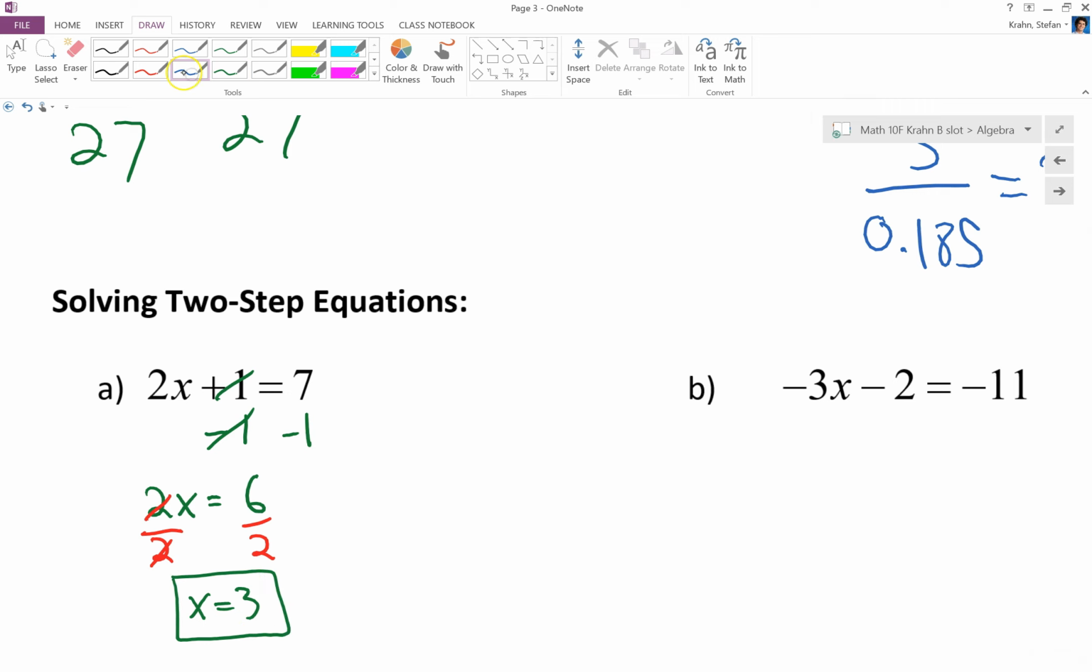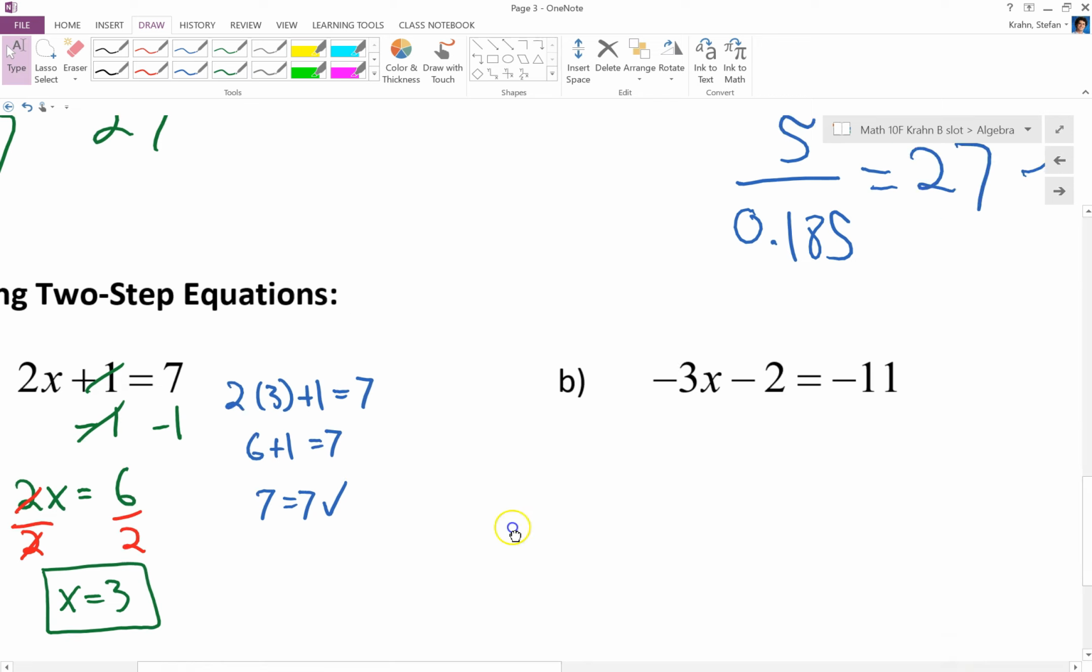I can check my work by subbing that back in. 2 times 3 plus 1 equals 7. Then I use my BEDMAS. 2 times 3 is 6, plus 1 equals 7, and 7 equals 7. So I know I did that one properly. Alright, let's try the next one.